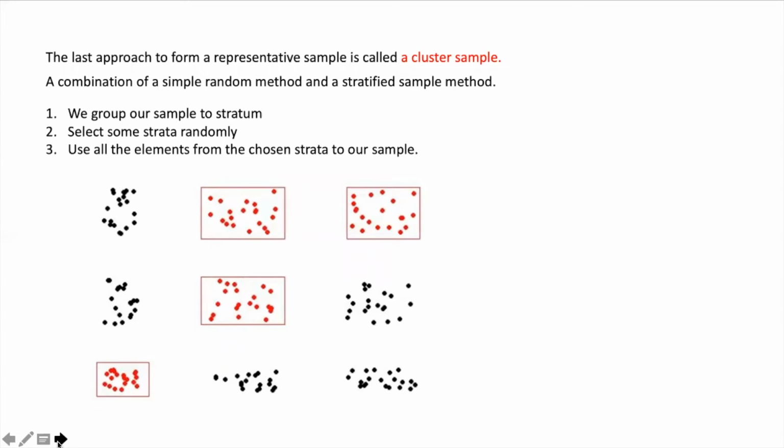This approach is often used in social science and economic studies and represents a combination of a simple random method and a stratified sample method. The first step remains the same. We group our sample to strata, then select some strata randomly and use all the elements from the chosen strata in our sample. It is fair to say that the method to form a sample might differ across fields, but the main idea remains the same. The sample should be representative. This is the first and the most important condition if we want to make reasonable inferences from our sample data.